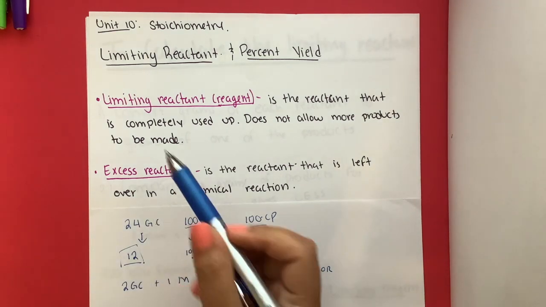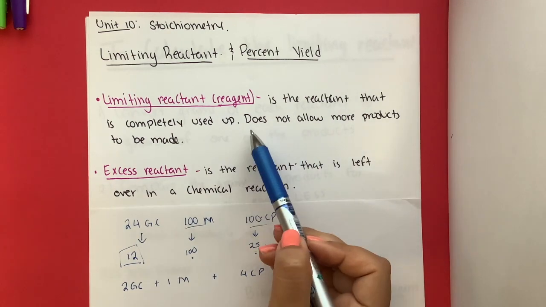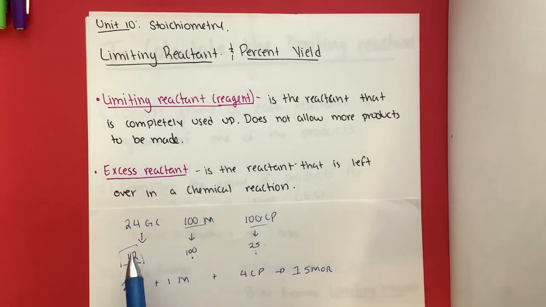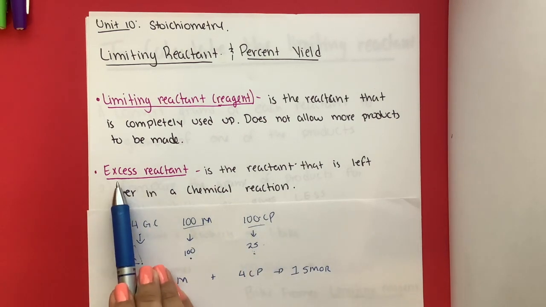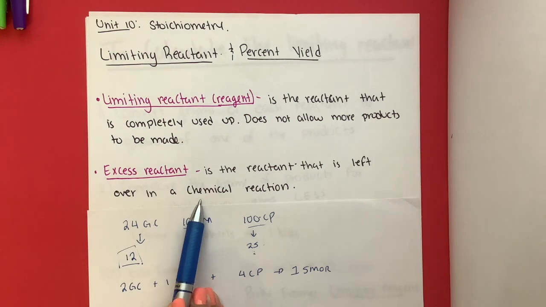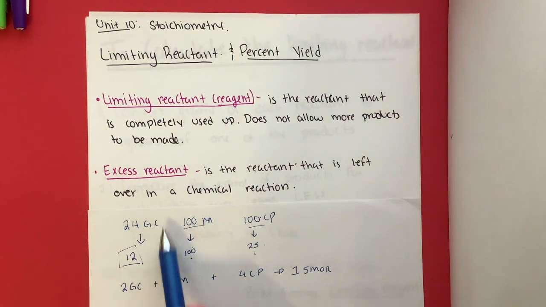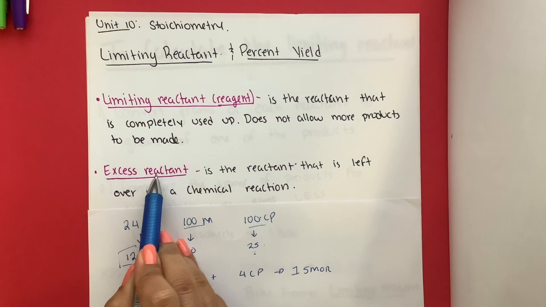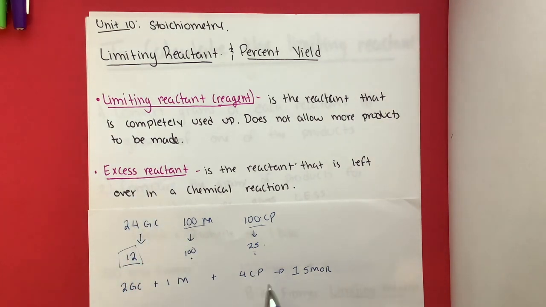So here, graham crackers will be the limiting reactant. It is the reactant that does not allow more products to be made. It is completely used up. Once we completely use all of our graham crackers and we make 12 s'mores, we're gonna have extra marshmallow and extra chocolate pieces. So marshmallow and chocolate pieces will be the excess reactant. They will be left over in a chemical reaction. So limiting reactant is the reactant that produces the least amount of product. The excess reactant, we're gonna have extra of it.